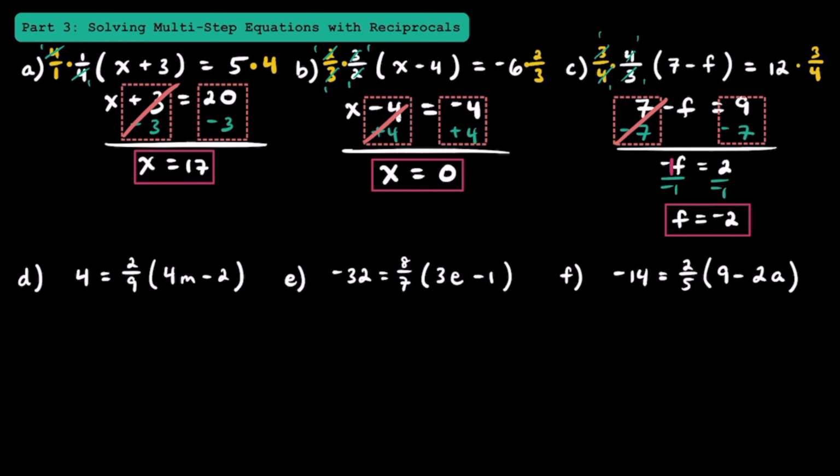There's our answer. In D, we have 4 is equal to 2/9 times the quantity of 4m minus 2. To avoid distributing this 2/9, we're going to multiply both sides by its reciprocal, which is going to be 9/2.